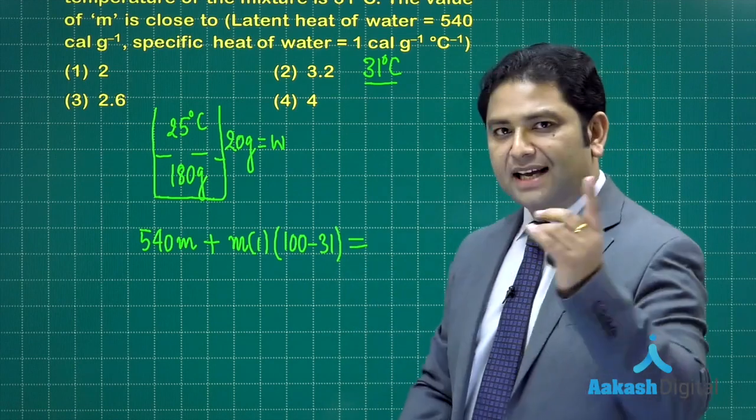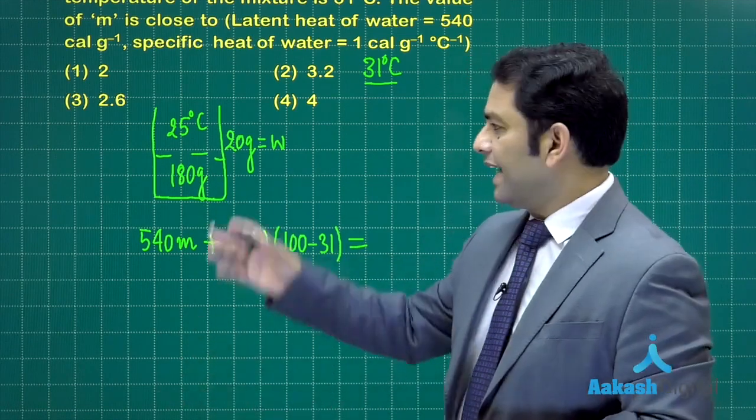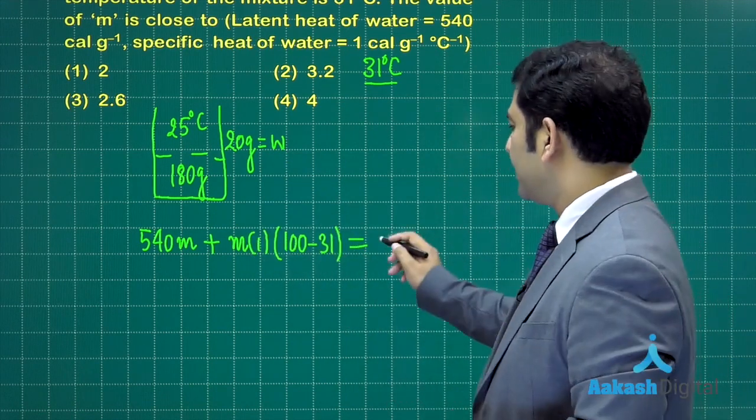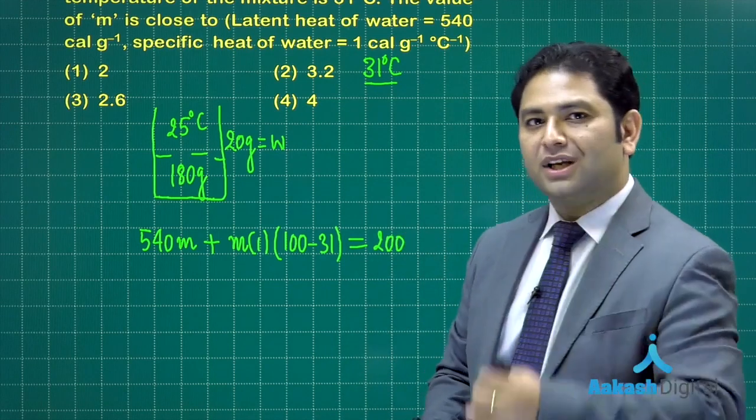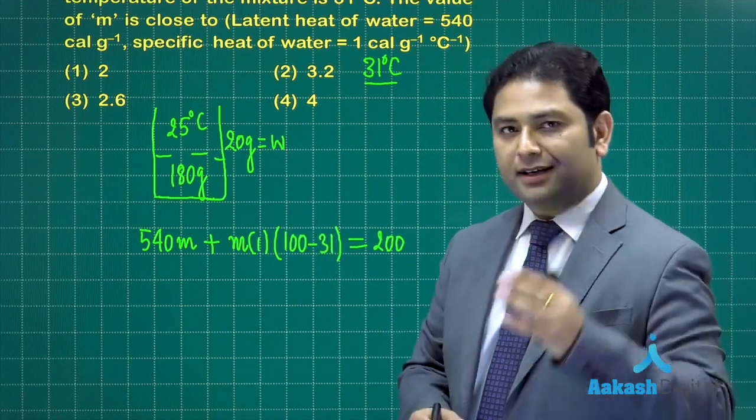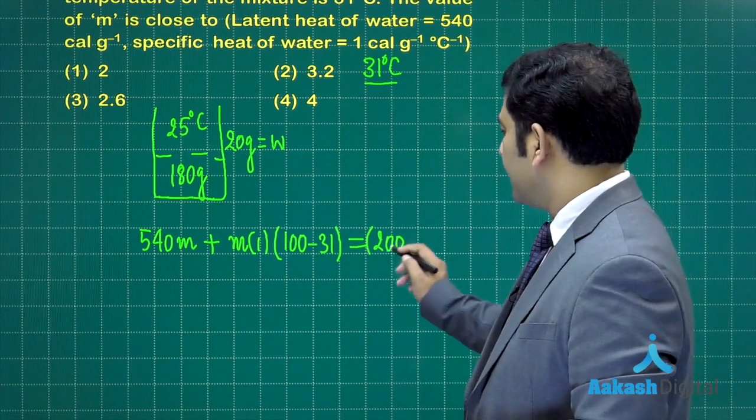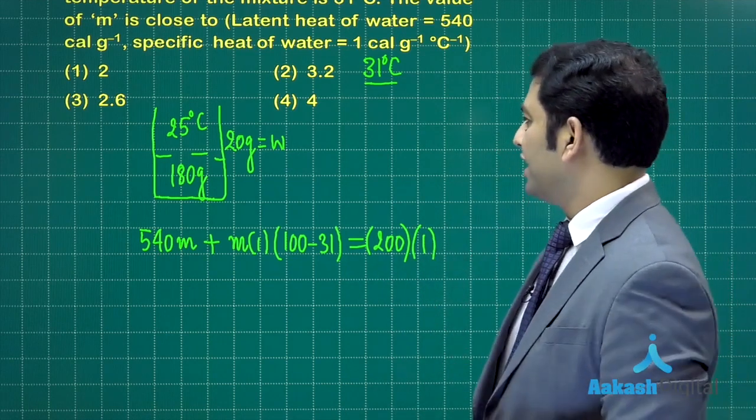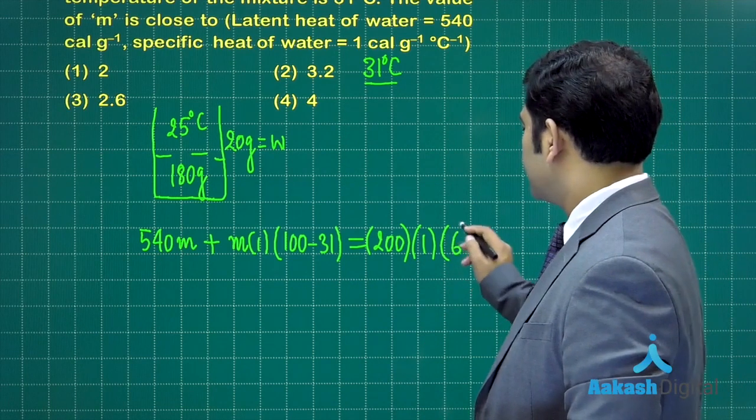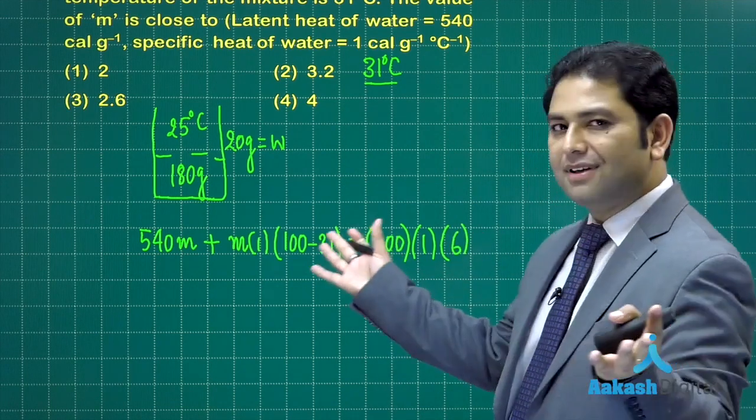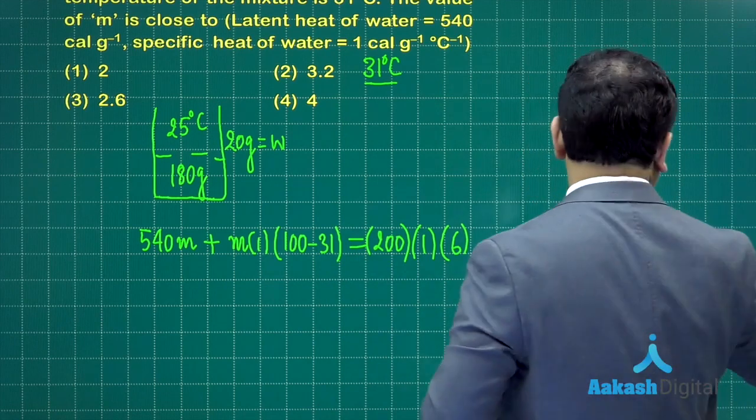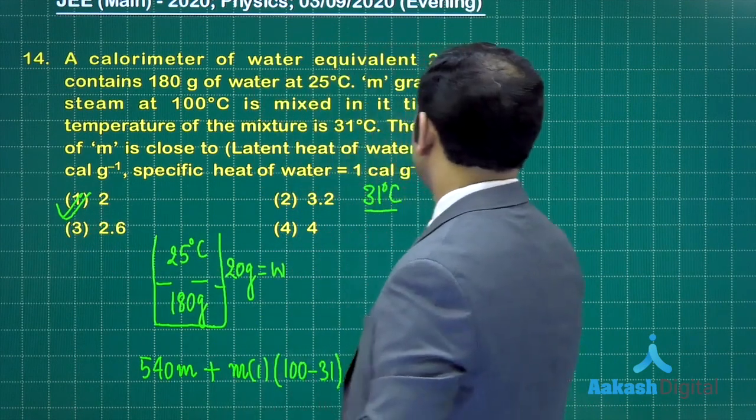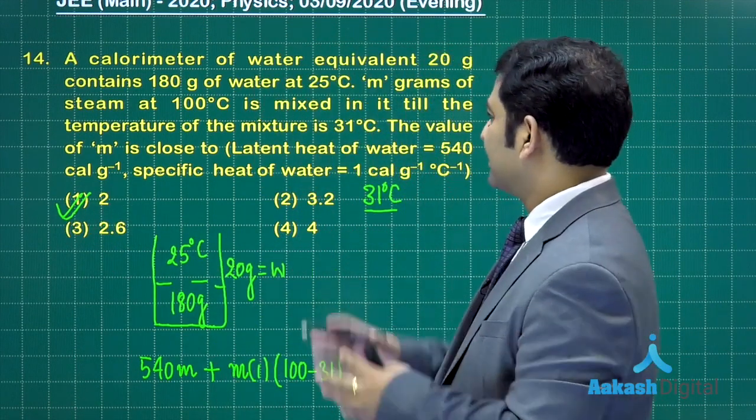And the recipient of that heat is 180 gram of water and calorimeter of water equivalent 20 gram. Sum total, that's equivalent to 200 gram of water as regard to heat computation. You can't use water equivalent otherwise. And 200, specific heat capacity is 1, right? And how much is the change in temperature? 31 minus 25. So that's going to be 6. And a little bit of solving, which is almost done. The value of mass will come very close to 2 gram. So that's what the answer says.